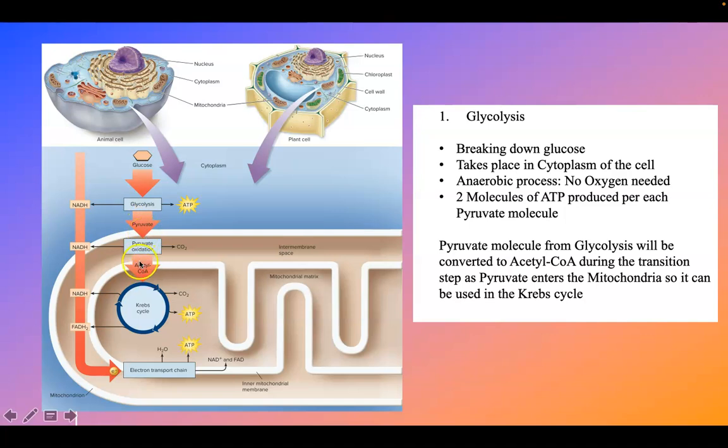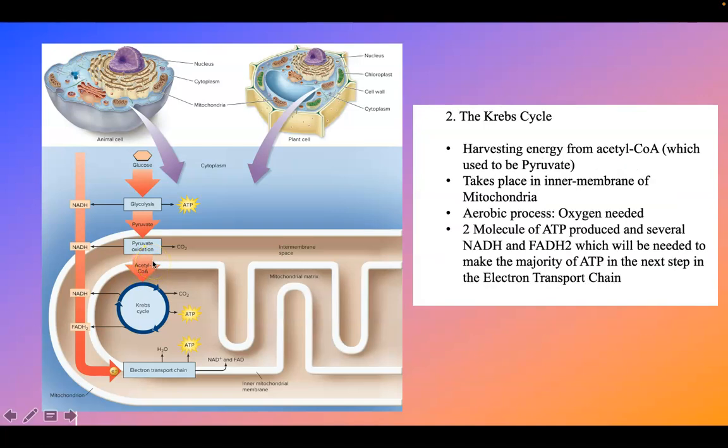Pyruvate becomes acetyl-CoA. When we get into the Krebs cycle, we are harvesting energy from that acetyl-CoA that used to be pyruvate, and this is taking place in the inner membrane of the mitochondria. It is an aerobic process. Aerobic, meaning oxygen is needed. There are 2 molecules of ATP produced and several NADH and FADH2, which are going to be needed to make the majority of the ATP in the next step, which is in the electron transport chain.